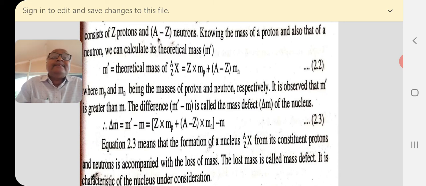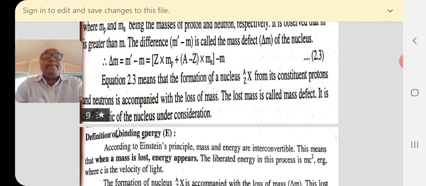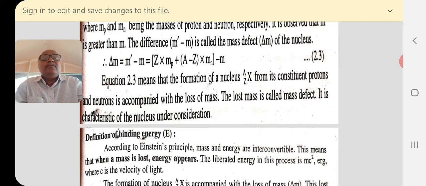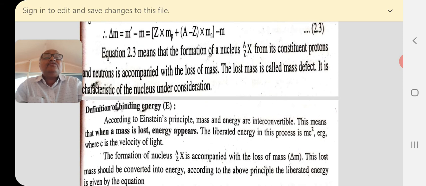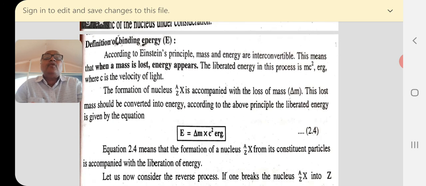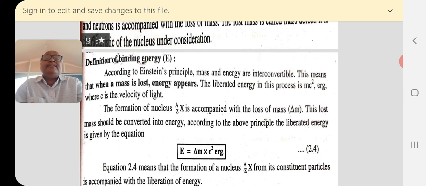The difference between the calculated mass and the actual mass is called mass defect. This mass defect is indicated by delta M, and it is small. This loss of mass accompanying the formation of the nucleus from neutrons as well as protons is called mass defect. It is a characteristic of the nuclide under consideration.